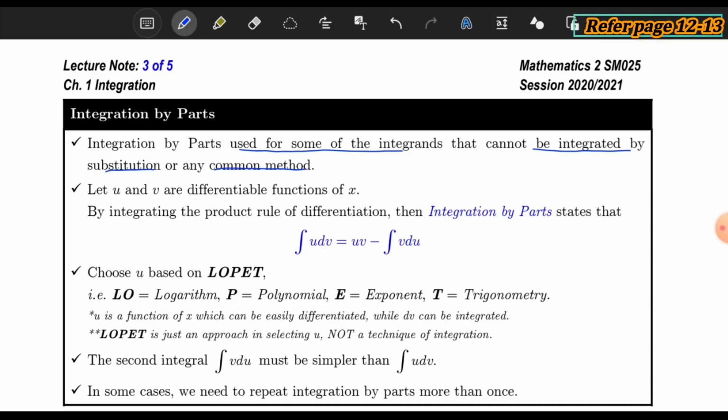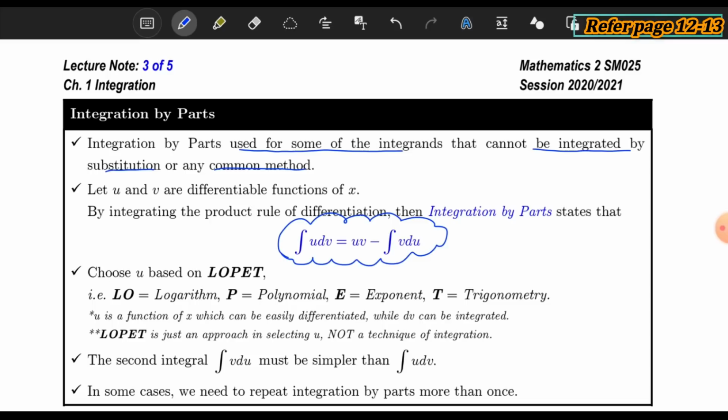For the by parts method, we let u and v be differentiable functions of x. By integrating the product rule of differentiation, integration by parts states that integrate u dv equals uv minus integrate v du.